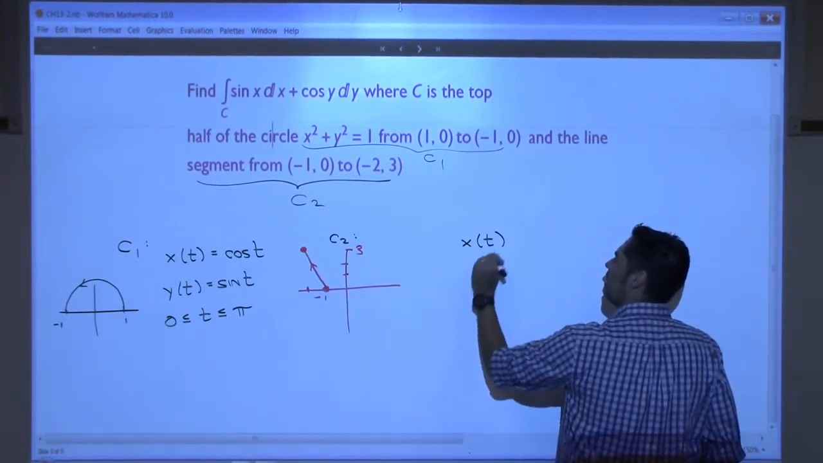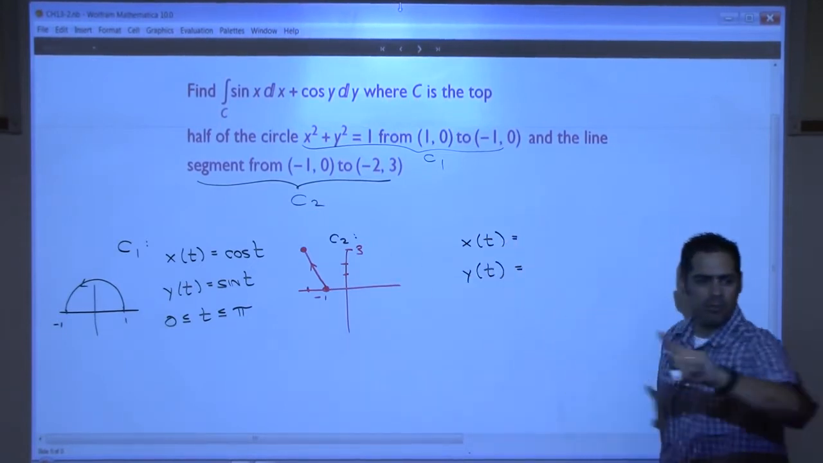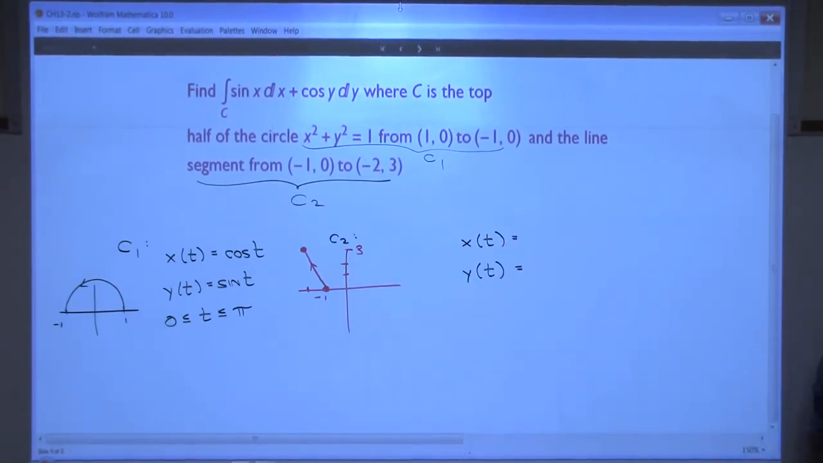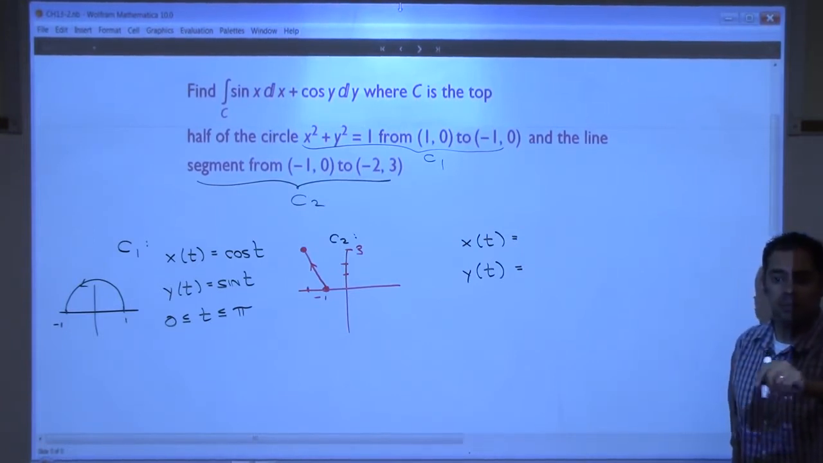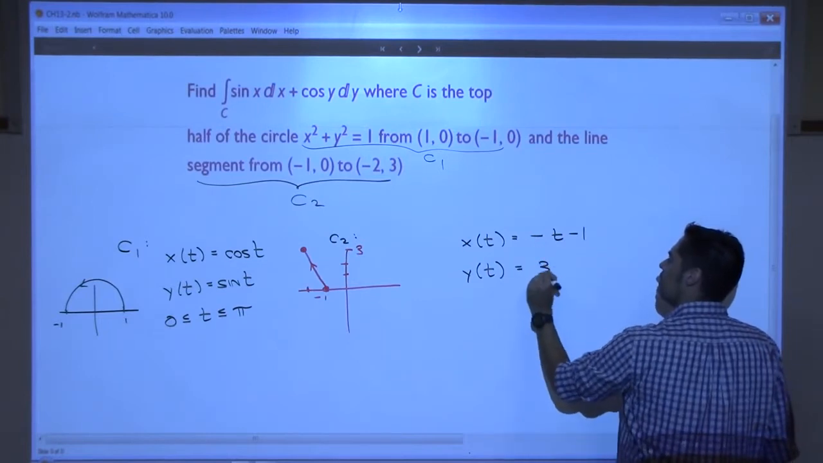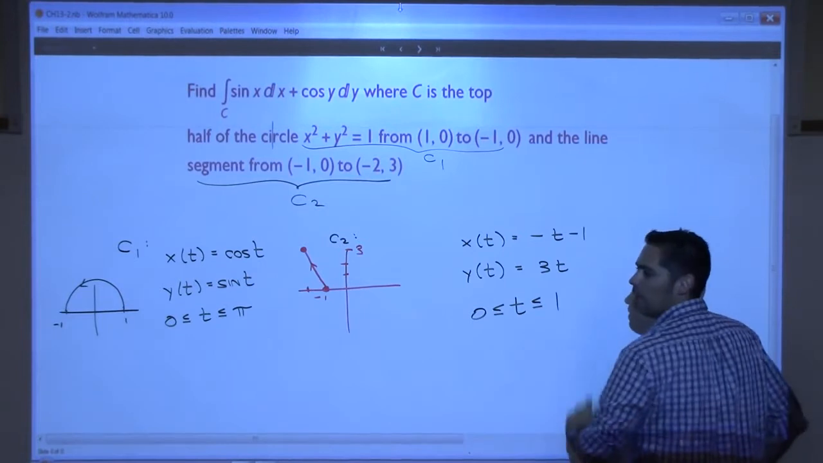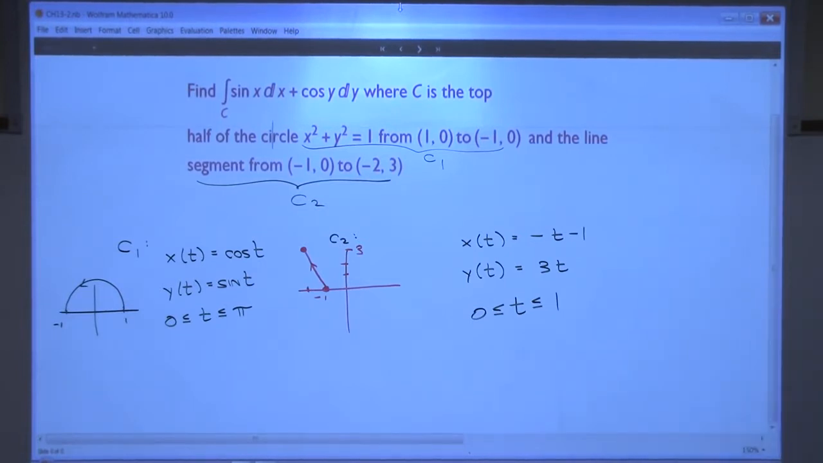Who has my x and y for the line segment? Who wants to volunteer that? -t - 1. How many agree? Yes? Okay. If we have enough people agree, then it's right. All right. So we have our two parametrizations.